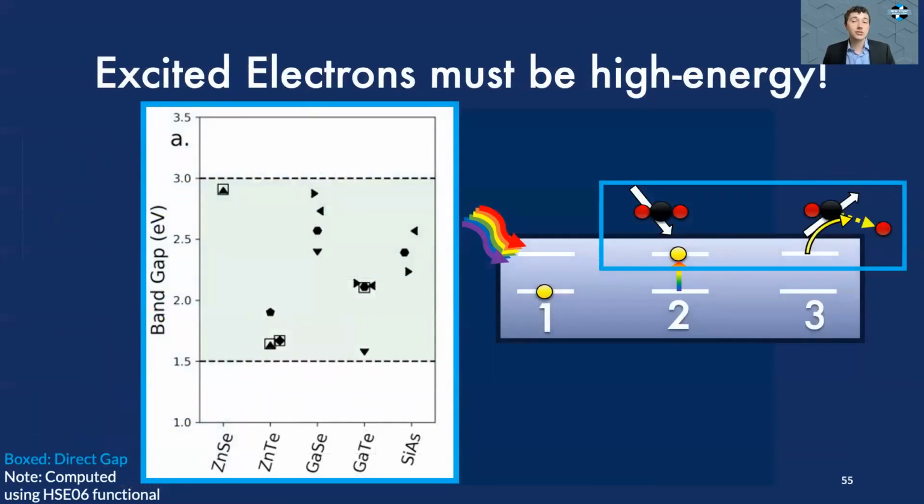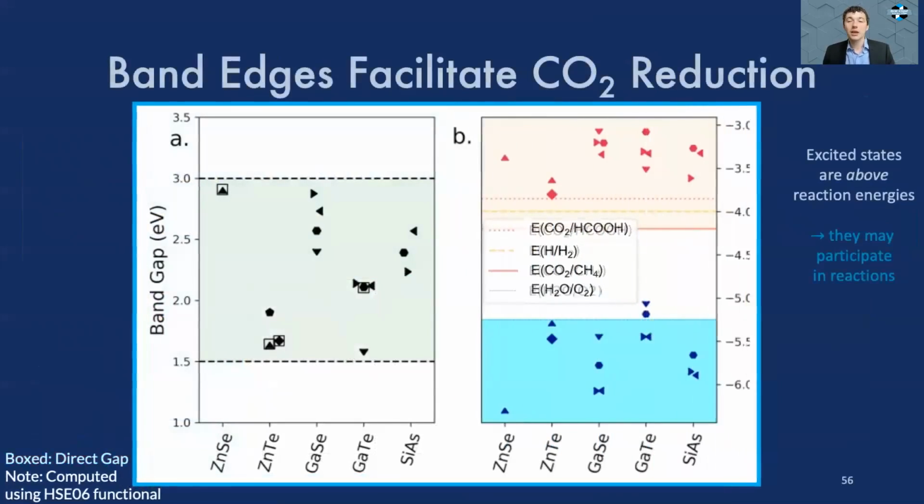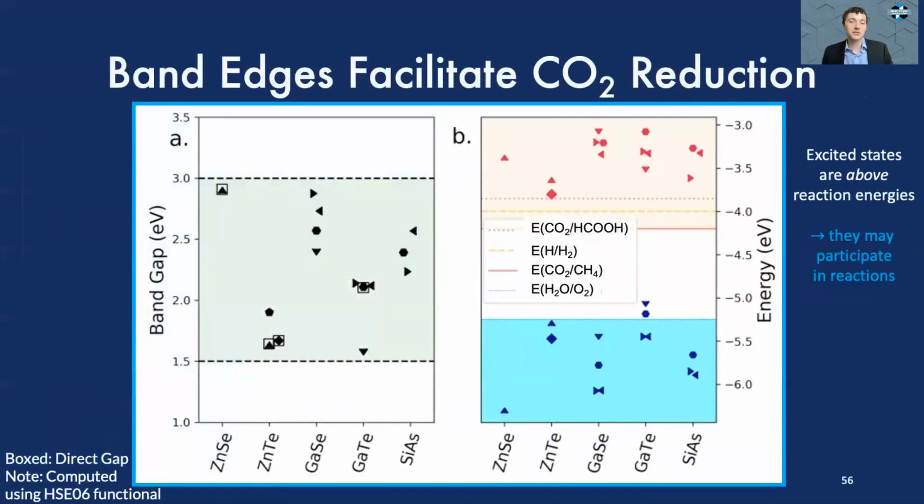Next, we'll look at the energy associated with the excited electrons to ensure that they would want to leave the material. This is a necessary but not sufficient condition for the electrons to participate in the reaction. And what we found here is that the energies of the excited bands, as compared with the equilibrium energies of different reactions, point in a hopeful direction.